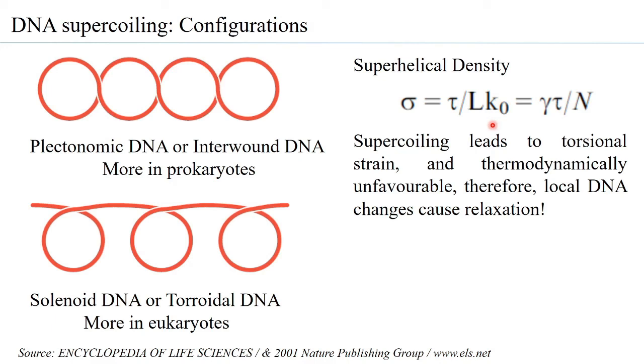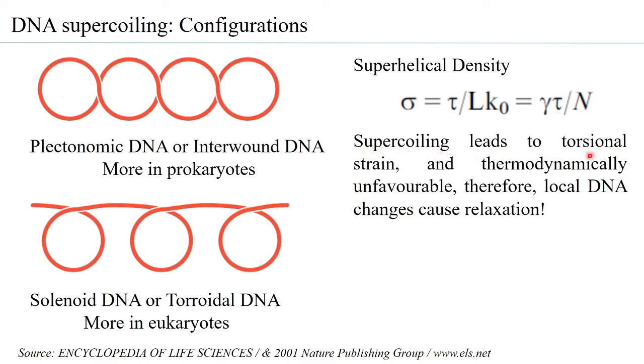Effectively, therefore, you know that tau is nothing but linking number. So the linking number at 0 is the twisting number. We know that superhelical density is the difference in linking number divided by the twisting number. So there is a direct connection between the difference in linking number and the twisting number.